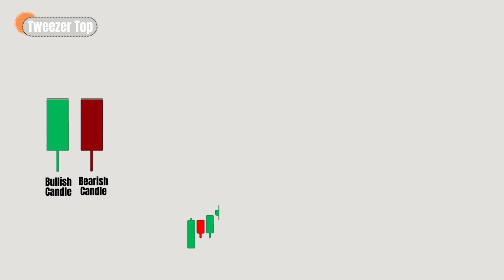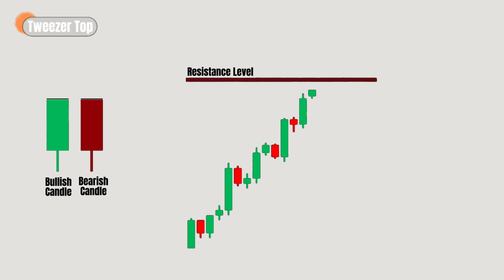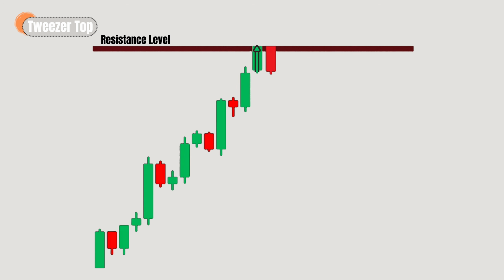A short-term uptrend occurs in the market and stops near the resistance level with a bullish candle. The next candle opens at the same level, but the price does not continue its previous trend, and the candle closes near the opening of the previous green candle. From here, the green candle has raised the price, and the next red candle has brought it back down to the same level. This means that the market has failed to break this resistance area.